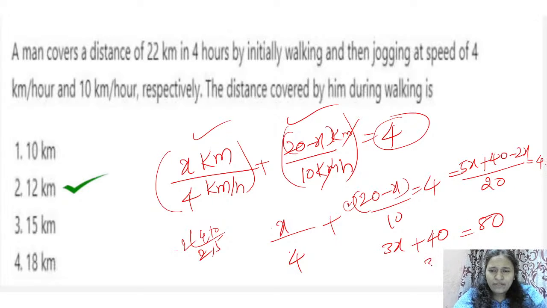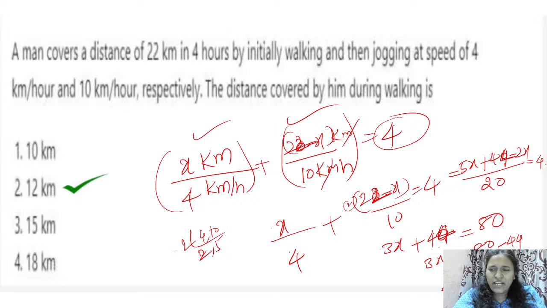20 4s are 80. 3x is equal to how much? Sorry, we are getting some error. Yeah, it is 22, not 20, it is 22. That's why I am confusing here. Yeah, it is 44. Total distance is 22, right? That's why here 3x plus 44 is equal to 80. That means 80 minus 44. That is 3x is equal to how much? 36. X is equal to how much? X is equal to 12.